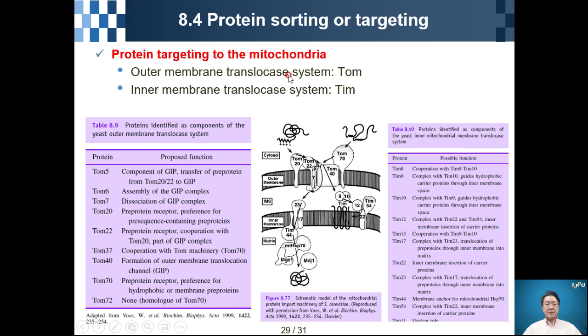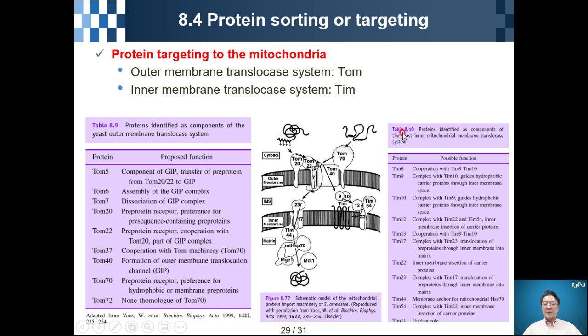In this slide, we summarize the outer membrane translocase system, the TOM complex, and also the inner membrane translocase system, the TIM complex. Table 8.9 summarizes proteins identified as components of the outer membrane translocase system, starting from TOM5, TOM6, and finally TOM72. Each protein has a specific function like this.